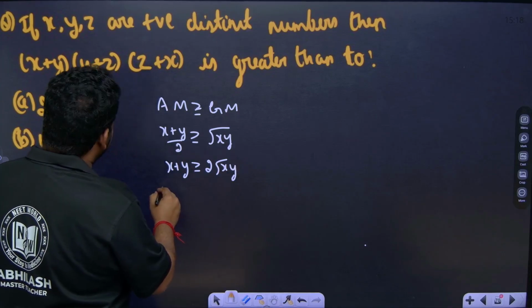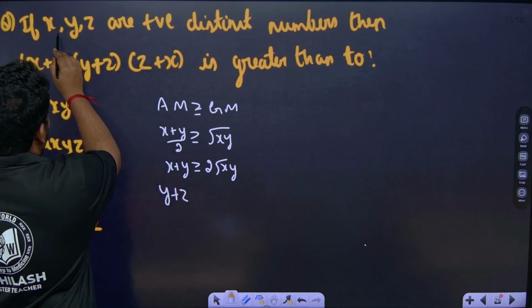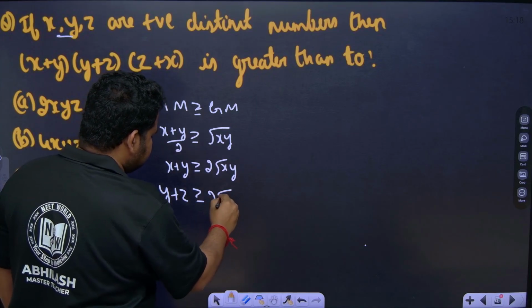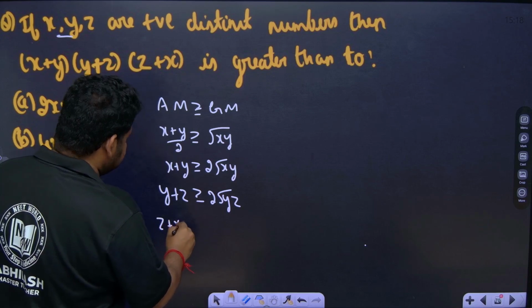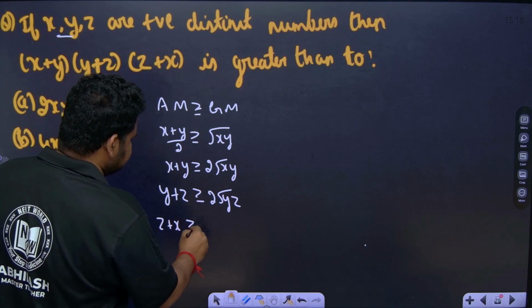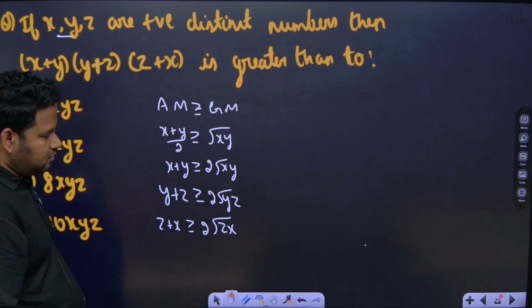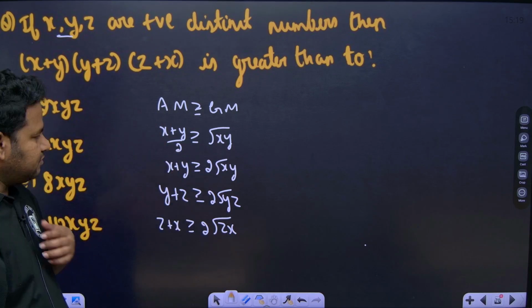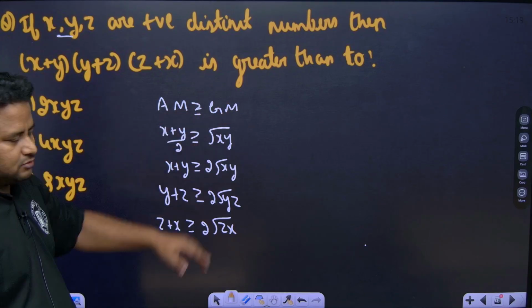Similarly, I can write for y plus z, is greater than or equal to 2 root yz. And z plus x is greater than or equal to 2 root zx. Now what can I do? I multiply the LHS and also the RHS. What will I get? This should be greater than or equal to, so this will become what?